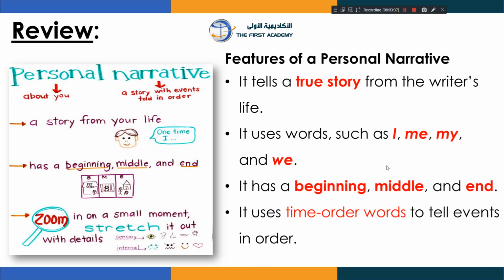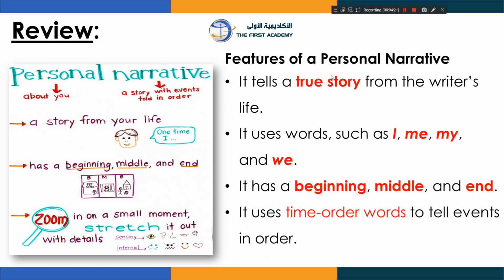So let's revise some of the features of personal narrative. Now, personal means that it's about you. So when you write a personal narrative, it's a story about you, something that happened to you. Narrative means a story with events that you say in order. So, what else do you have? What other features do we have about personal narrative? It's a story from your life, it has a beginning, a middle, and an end. And you can also write details.